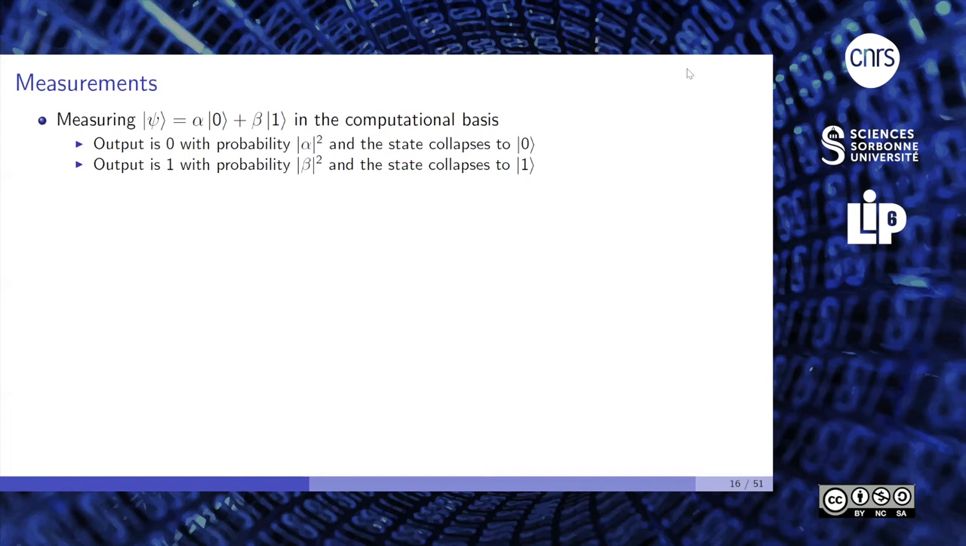When you measure the state, you have as outcome the value 0 with probability the norm of α squared. And in this case, the state is not ψ anymore. When you do this measurement and the outcome is 0, the state collapses to the state 0. So you lose the information that you had before. There is a collapse of the wave function, or the collapse of this quantum state. On the other hand, you have outcome 1 with probability the norm of β squared. Again, after this measurement and this outcome, the state will not be ψ anymore. It will collapse to the state 1. So measurements disturb the quantum state.